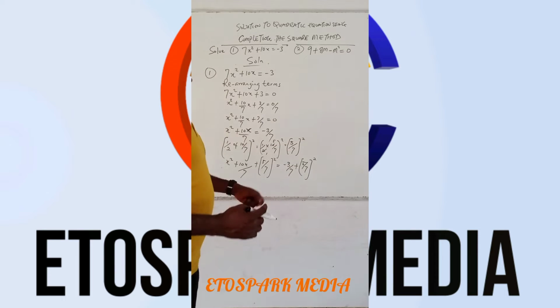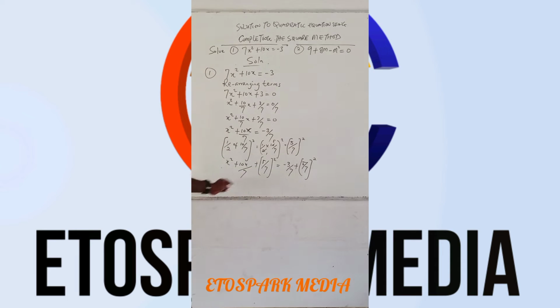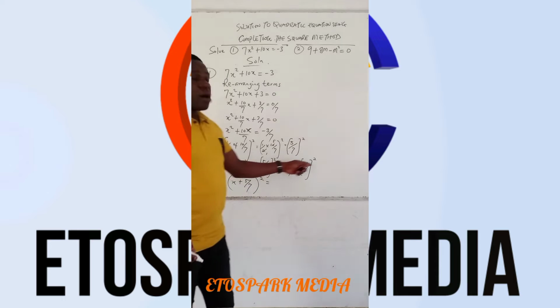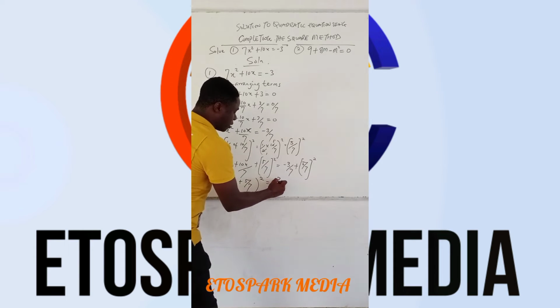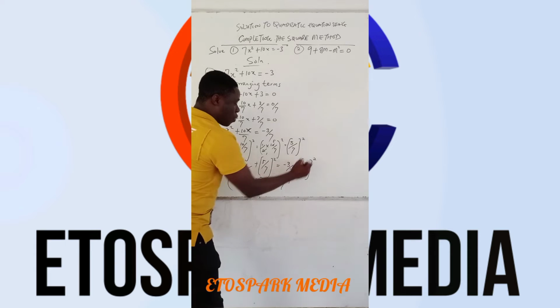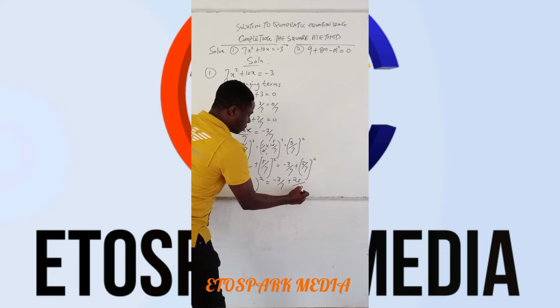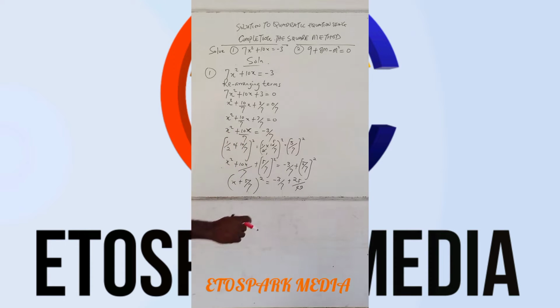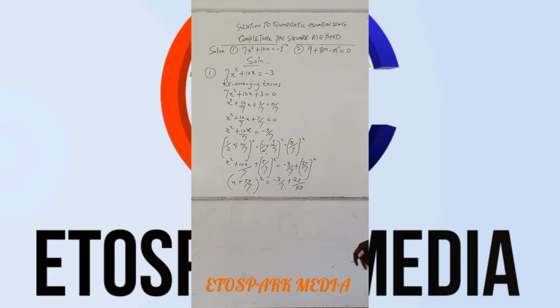What do we do now? When we are dealing with the completing the square method, on the left-hand side, we look at the terms that are squared and enclose them in a bracket like this. Then we try to simplify the terms on the right-hand side. This becomes minus 3 over 7 plus 5 squared, which is 25, over 7 squared, which is 49. This is it. We are not done yet.